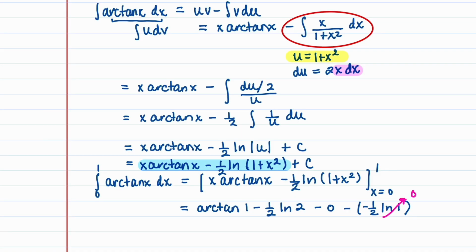And our answer is arc tan 1. To find that answer, you have to think about what angle. Remember, an arctangent is always an angle. For what angle is the tangent 1? And that's pi over 4. So this becomes pi over 4 minus 1/2 natural log 2. And that's our final answer.